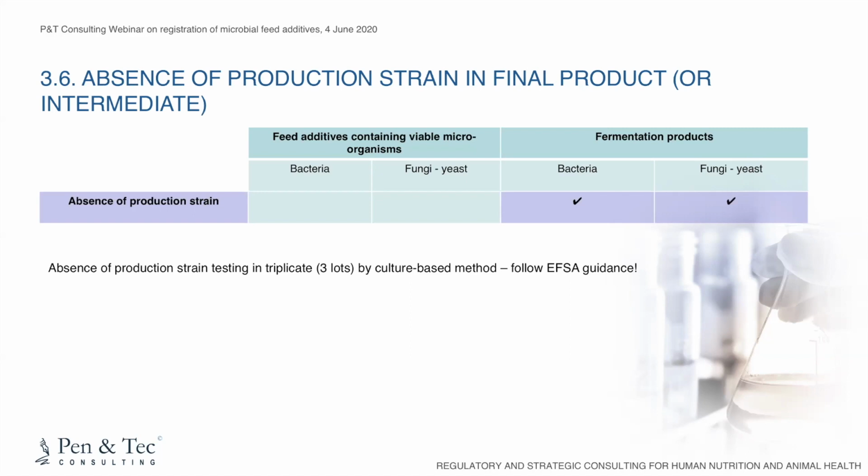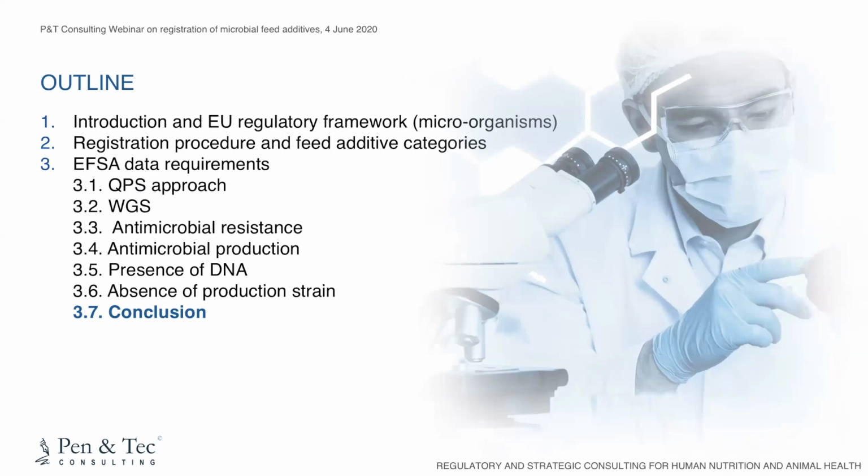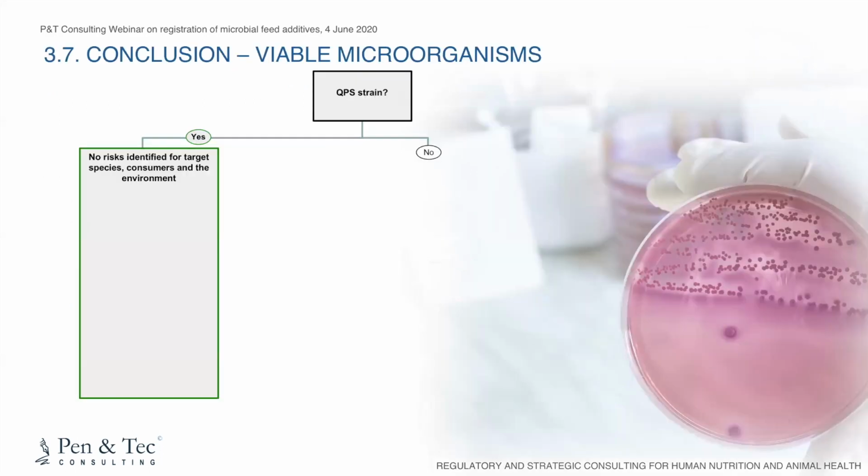So finally, we're going to bring all the data together generated either in silico or in vivo, including taxonomy, antimicrobial resistance, antimicrobial production, toxigenicity, absence of DNA or production strain in the final product, in order to draw the conclusions on the product safety. So first, starting with feed additives that contain viable organisms. For strains qualifying for the QPS approach to safety assessment, no risks are identified for target species, consumers, and the environment.